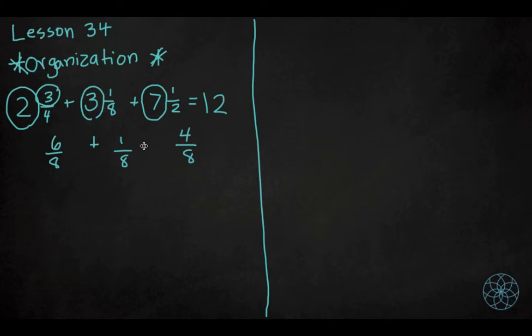Then we can add the fraction parts, and we get 6/8 plus 1/8 plus 4/8 equals 11/8. Now, as you hopefully notice, this is an improper fraction, so let's go ahead and simplify that. Instead of saying 12 11/8, let's just say 13, because we have a whole pie right here. 13 3/8. So this would be your correct answer.